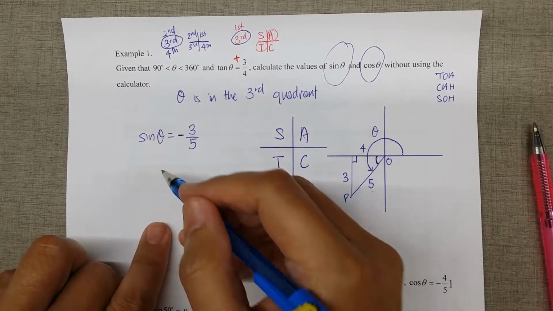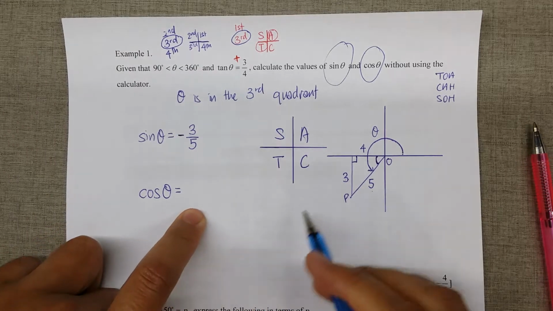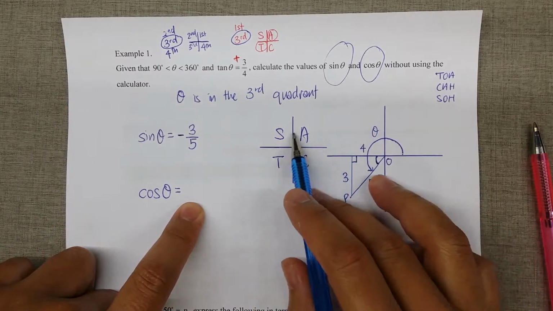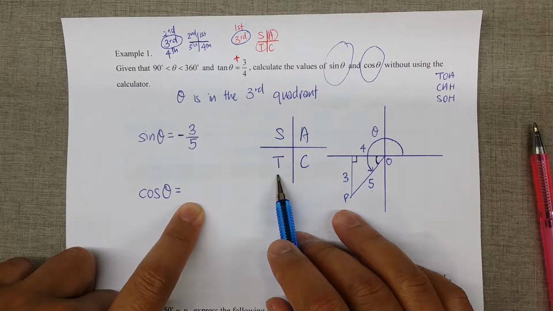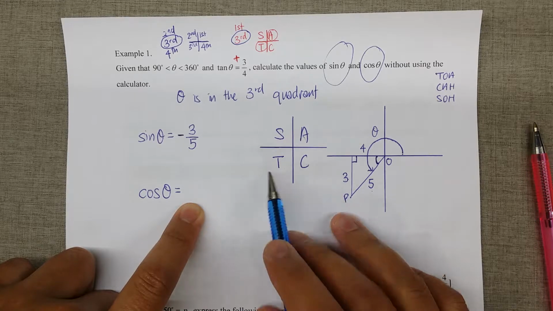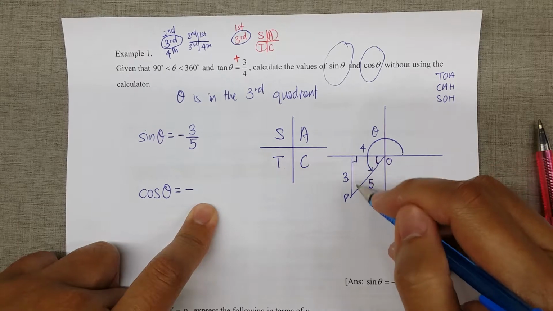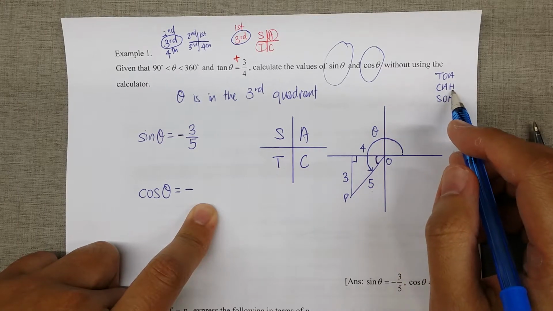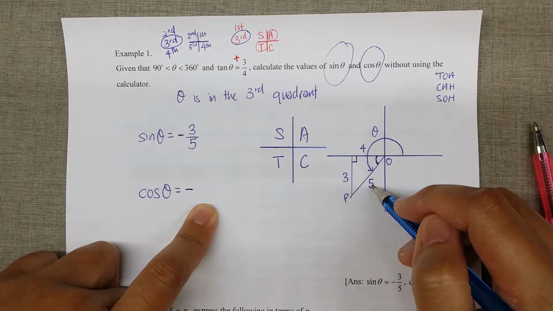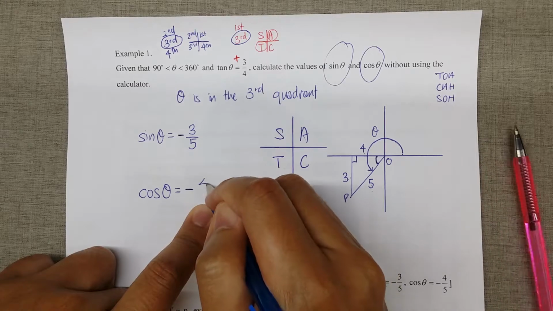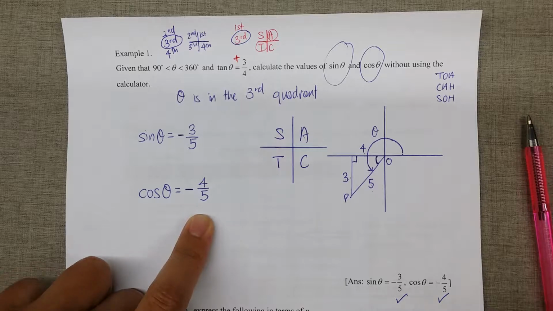Okay, so now for cosine, let's try again. For cosine in the third quadrant, should it be positive or negative? Yeah, only tangent is positive, so it should be negative. Negative what? Let's look at this triangle. Cosine means adjacent over hypotenuse. Is this adjacent? No, this is opposite. Adjacent is 4, hypotenuse is 5. So it's negative 4 over 5. Check both answers. Correct.